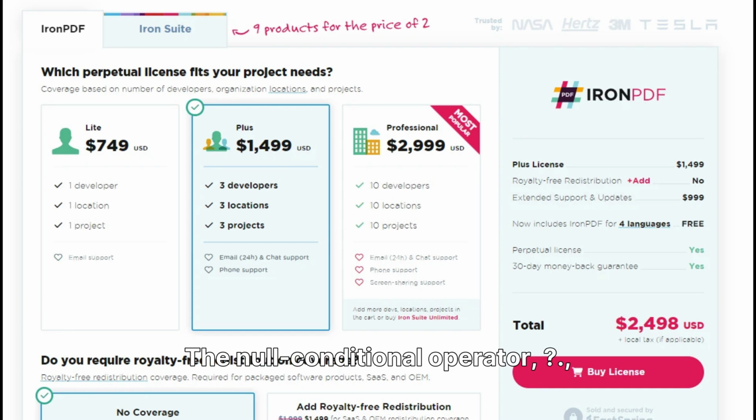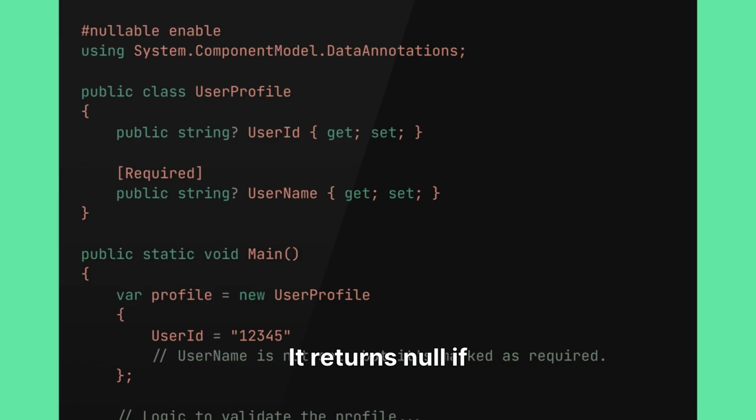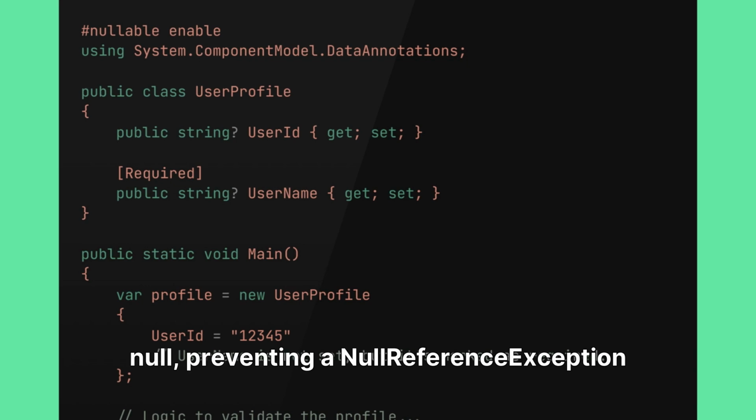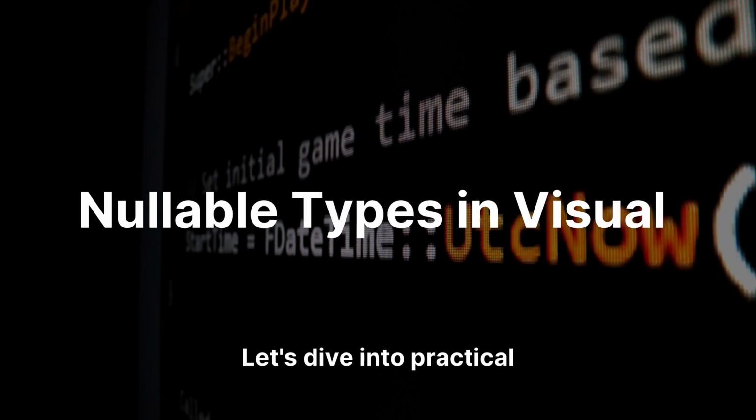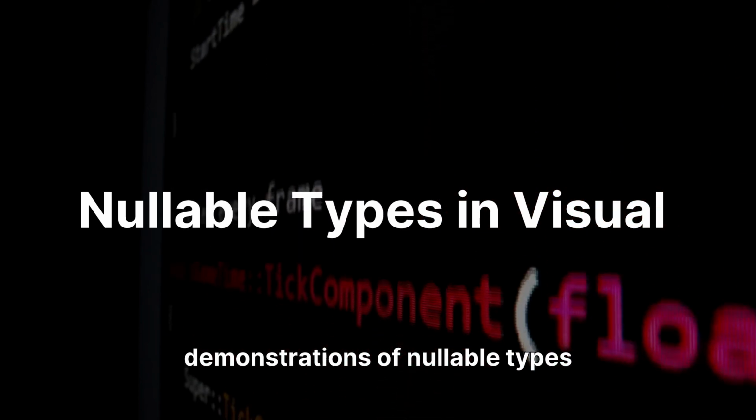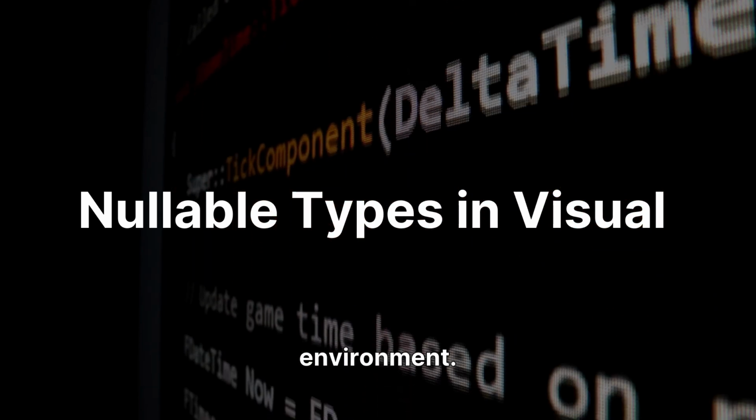The null conditional operator, question mark dot, simplifies null checks when accessing properties or calling methods on nullable types. It returns null if the left-hand operand is null, preventing a null reference exception from occurring. Let's dive into practical demonstrations of nullable types within the Visual Studio environment.